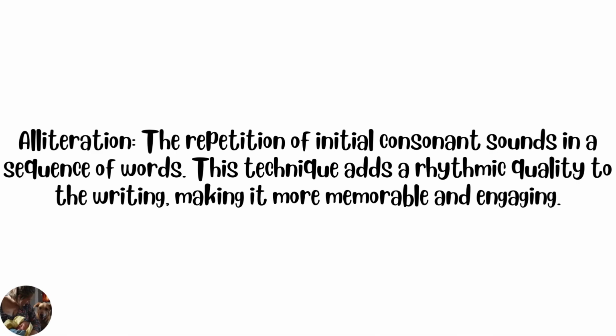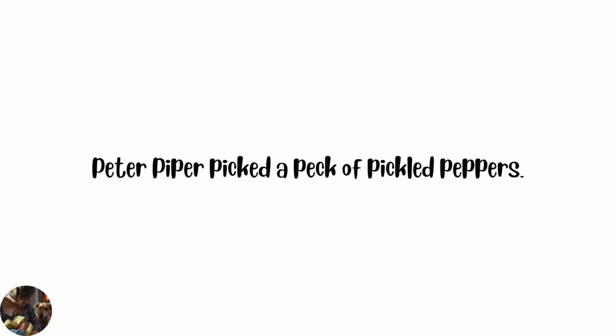Alliteration is a really common literary technique that uses the repetition of initial consonant sounds, so the first letter sounds, in a sequence of words. It adds rhythmic quality to the writing, making it more memorable and engaging. So, for example, Peter Piper picked a peck of pickled peppers. That is a really well-known piece of alliteration.